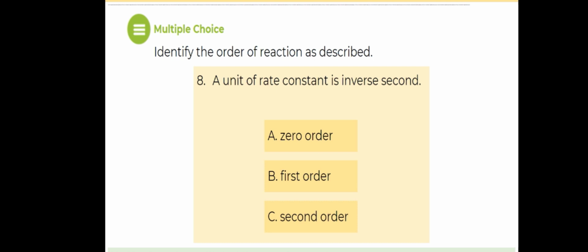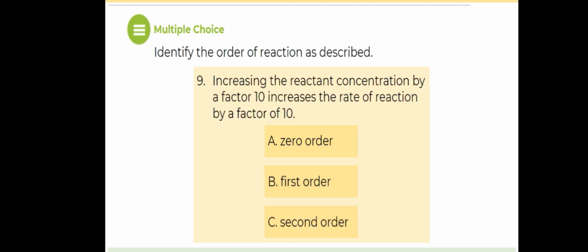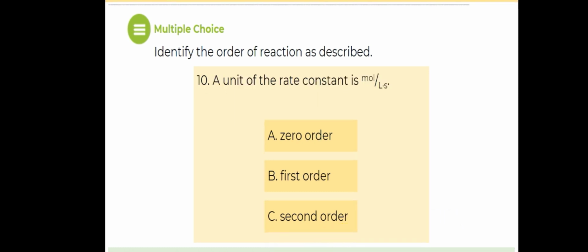Identify the order of reaction as described. A unit of rate constant is inverse second. Identify the order of reaction as described. Increasing the reactant concentration by a factor of 10 increases the rate of reaction by a factor of 10. Identify the order of reaction as described. A unit of the rate constant is mole per liter second.